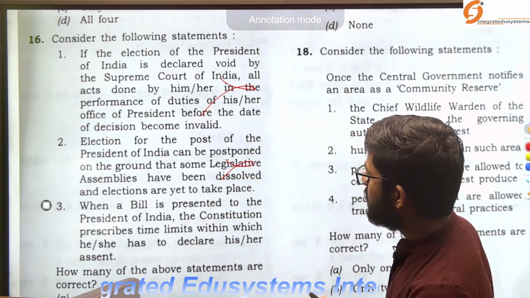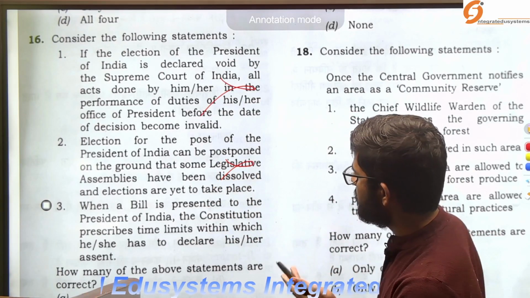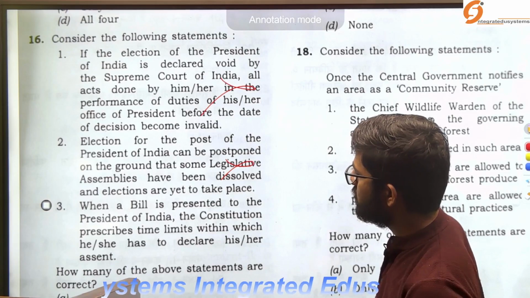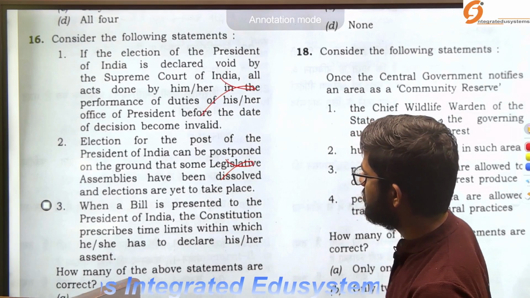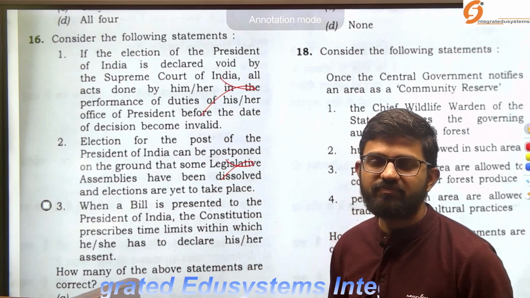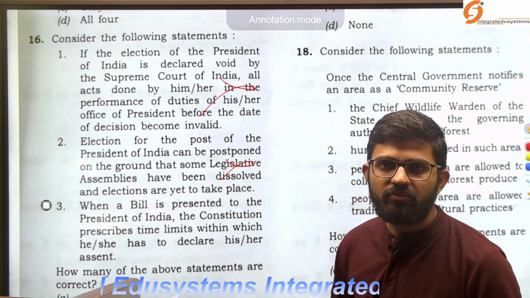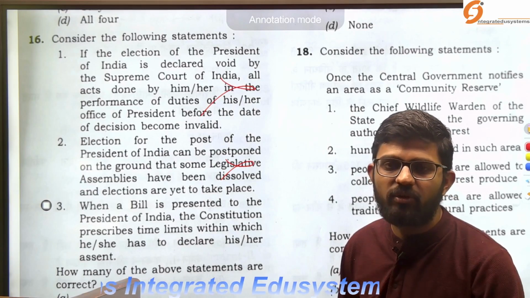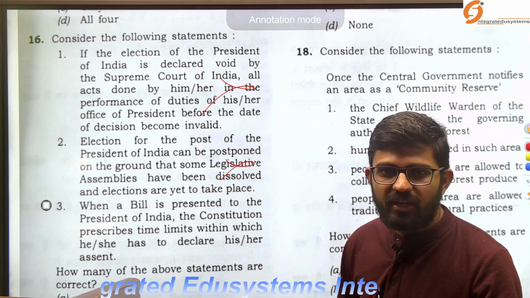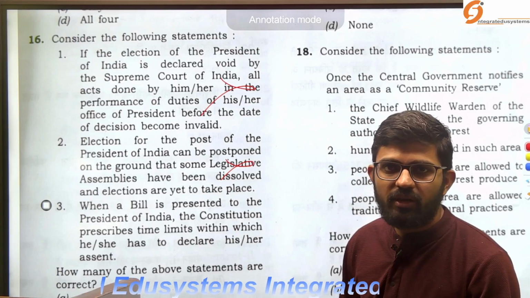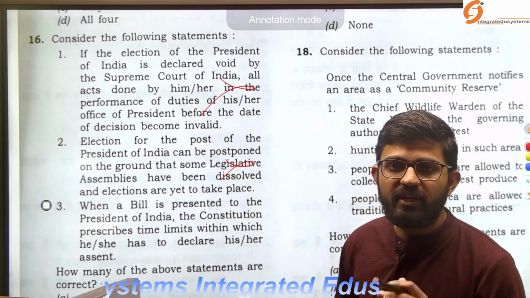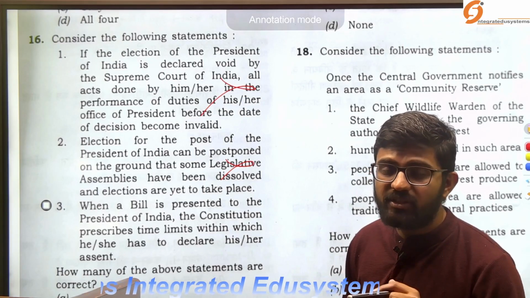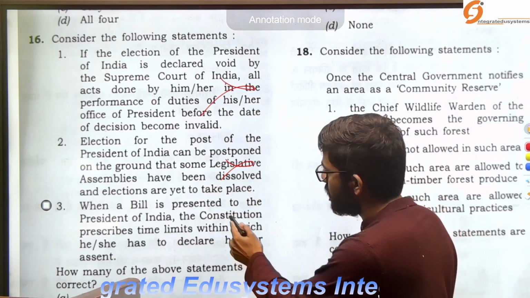When a bill is presented to the President of India, the Constitution prescribes the time limit within which he has to declare his assent. That is also wrong. As we study the pocket veto, what is a pocket veto? Pocket veto is that the President can keep a bill indefinitely. Definitely he can keep it. So that is a pocket veto. So definitely this option is wrong.